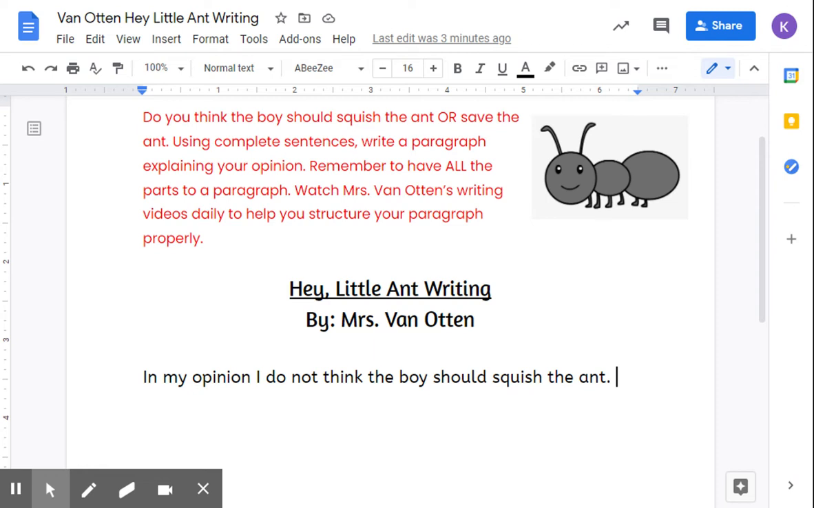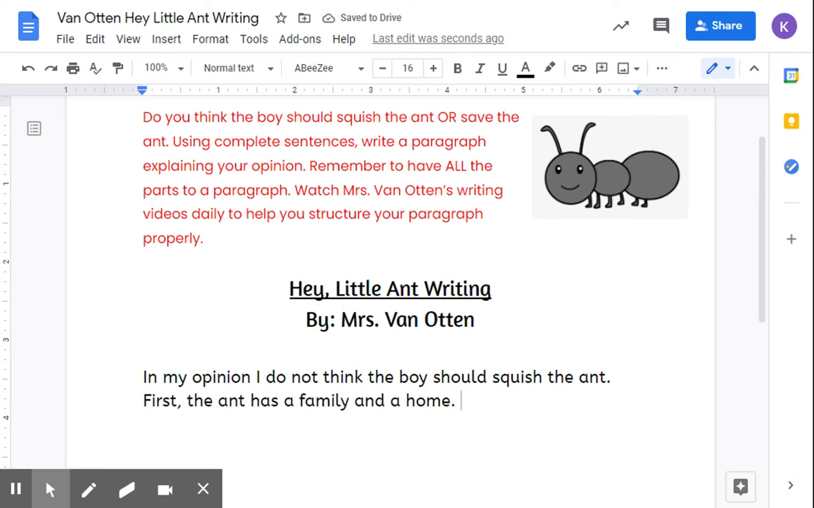So I would say my introduction sentence, so my opinion is, in my opinion, I do not think the boy should squish the ant. First, this is our first reason, and you need to use the transition first, comma. That comma needs to come after the word first to show the transition word. So first, I really like that in the story it talked about the ant and the boy both having a home and a family. So I'm going to say first, the ant has a family and a home.